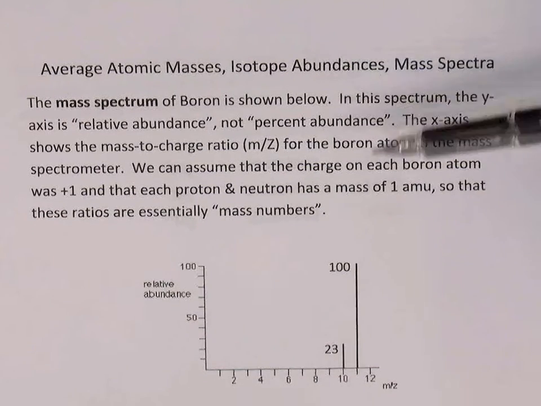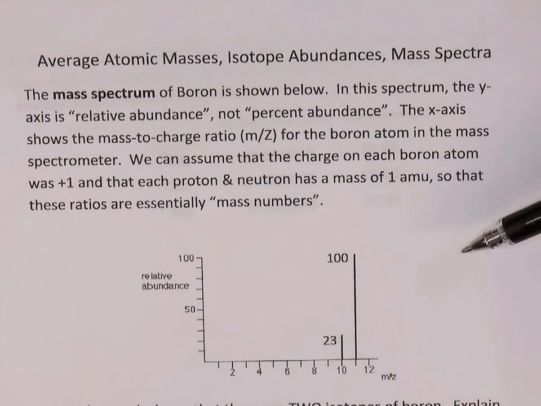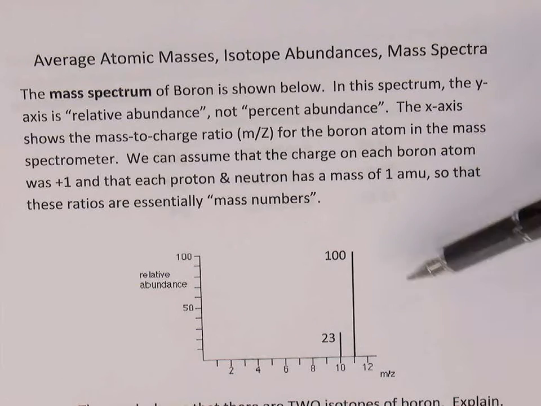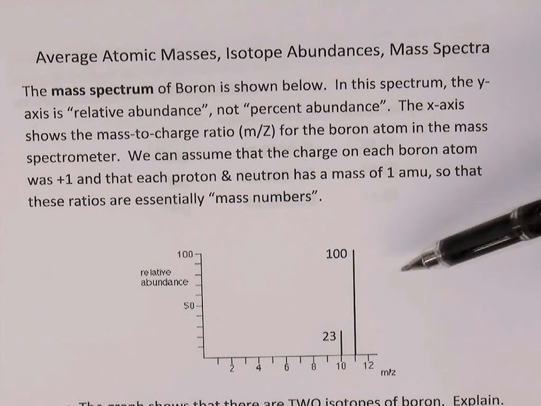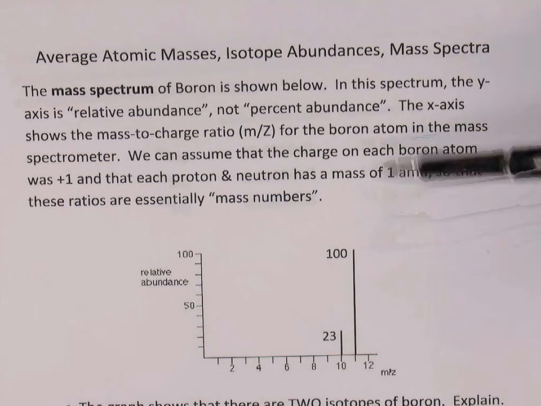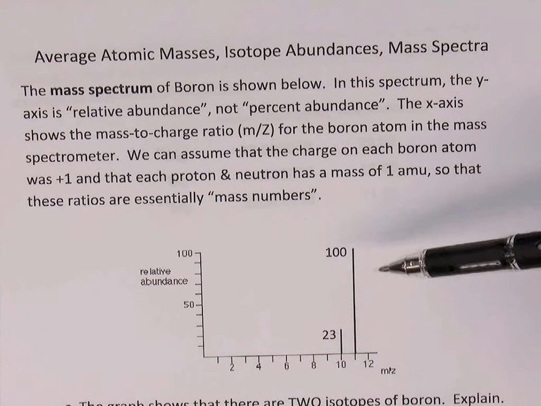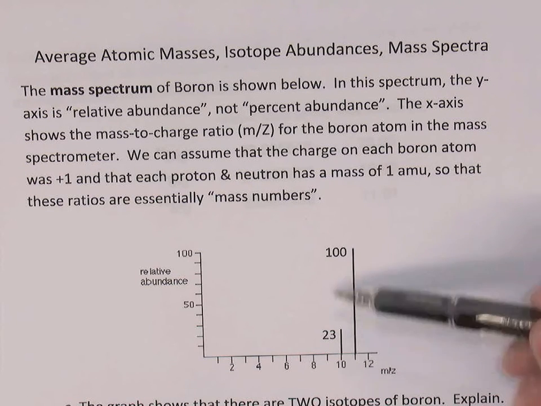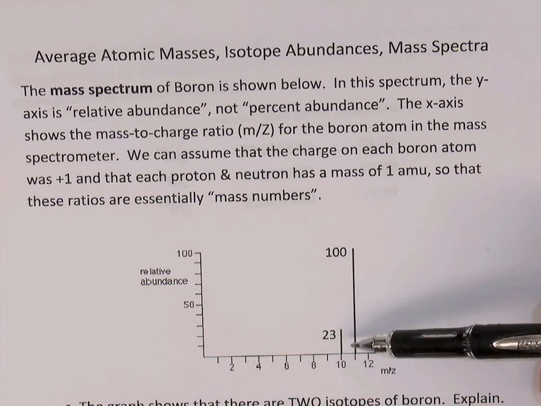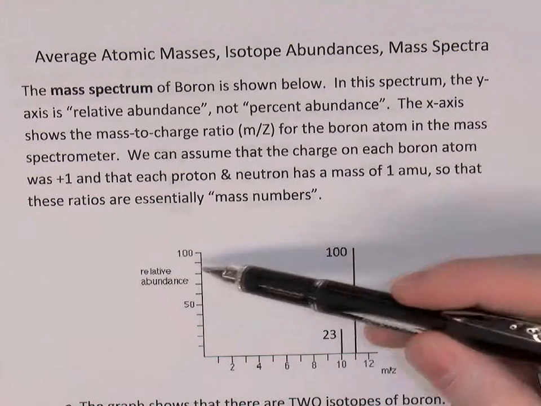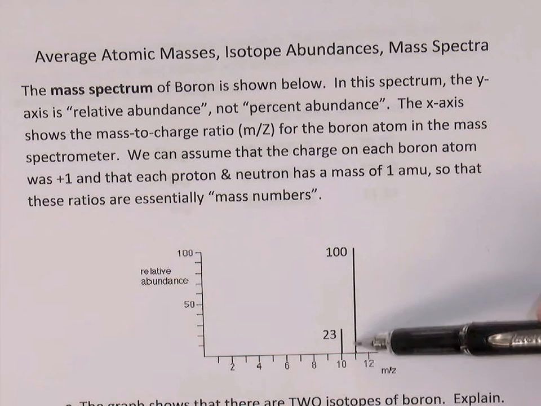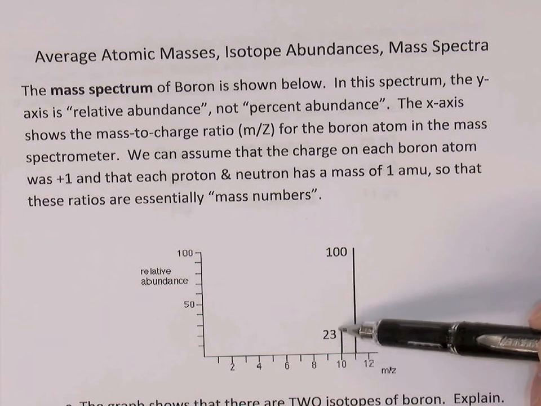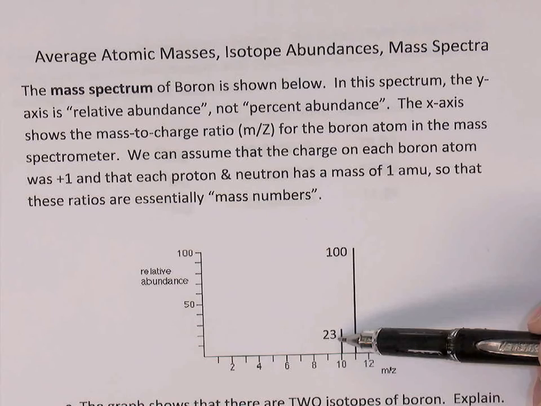A mass spectrum is produced by a mass spectrometer, and the simplest type of mass spectrum is shown here. This is one for the element boron. A sample of boron was injected into the instrument, vaporized, ionized, and then flung through a magnetic field. A detector shows these two peaks for boron. One of them has a relative abundance, that's not quite the same thing as a percent abundance, of 100, while there's another peak here with a relative abundance of 23.